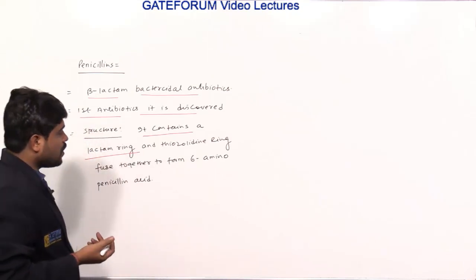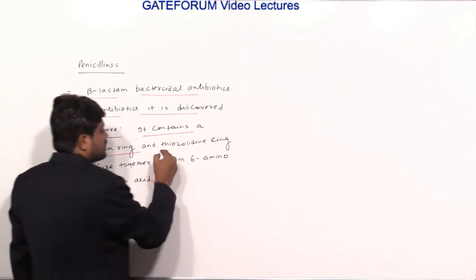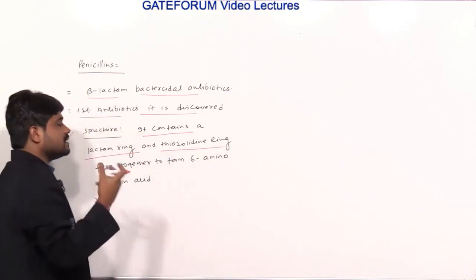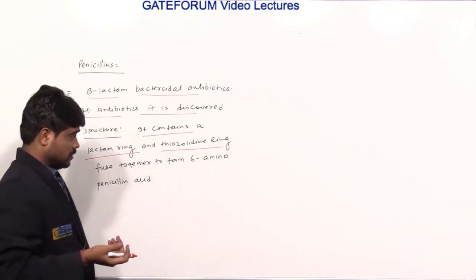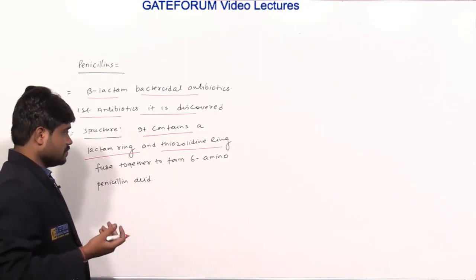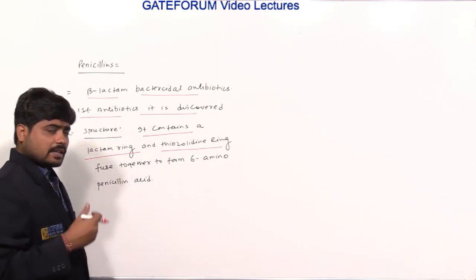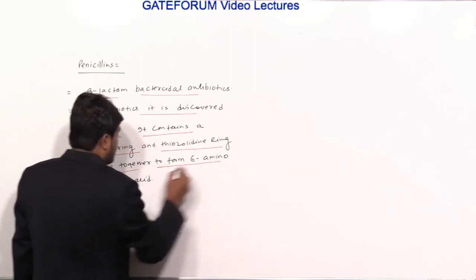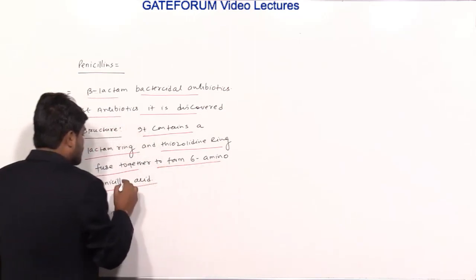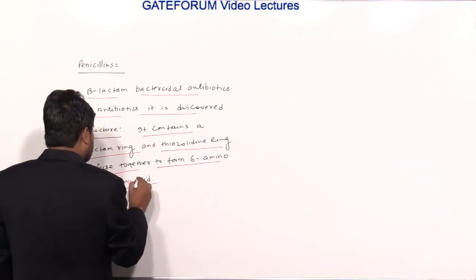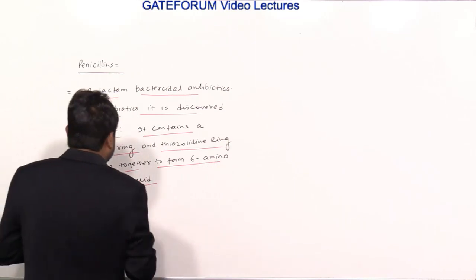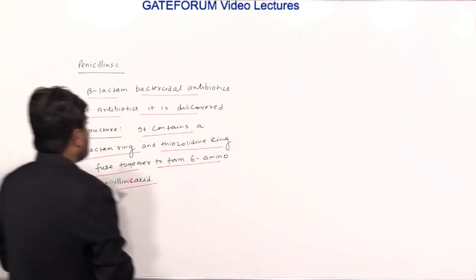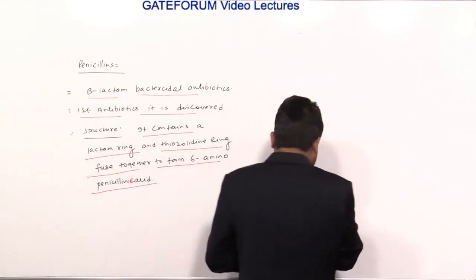And the second most important point, it consists of the thiazolidine ring. So the thiazolidine ring and the lactam ring, when they fuse together, form 6-aminopenicillanic acid. Then what exactly is the structure of the penicillin?